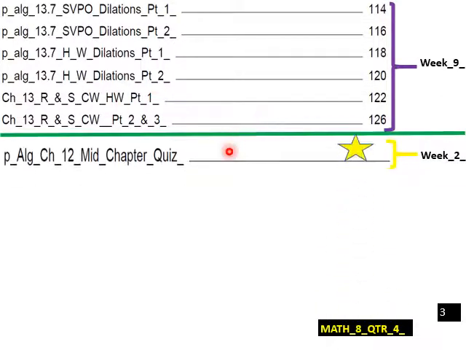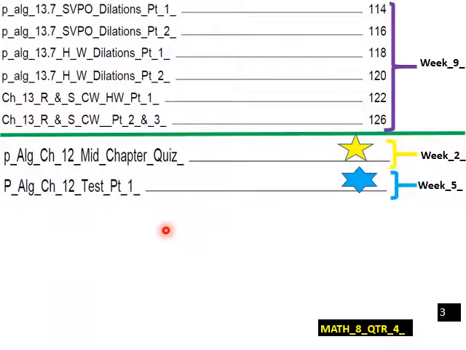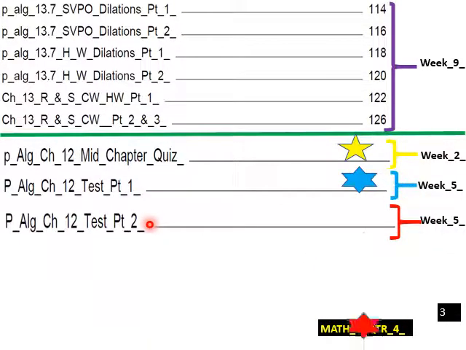And then our quizzes will be done in week 2. You have your first quiz in week 2. And then week 5, you have a test for chapter 12. And then week 5 again, we have another part 2 of the chapter 12 test. I divide this test up into 2 parts because it is a rather large test. And there is a review and summary for the chapter 12 test, so the student has a good chance to review the concepts before they take the test.